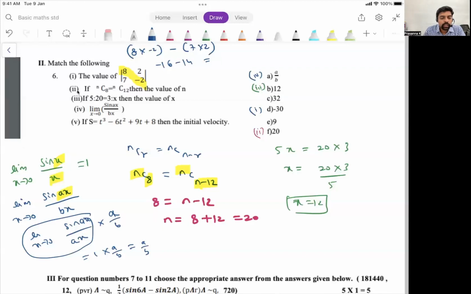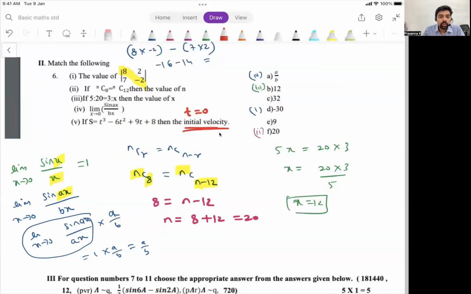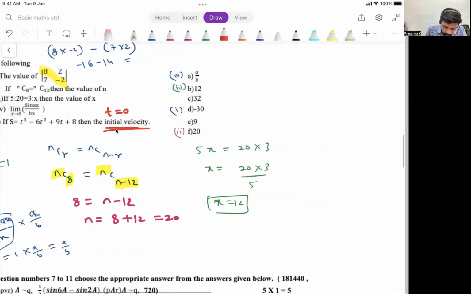Then fifth question is if S equals, S stands for displacement. So S equals t cube minus 6t square plus 9t plus 8. Then find the initial velocity. So initial velocity means velocity when time is equal to 0. That is the initial velocity. All right. Now this is displacement. If you differentiate displacement, you will get velocity. Again, if you further differentiate velocity, you will get acceleration. Here the question is to find out velocity.